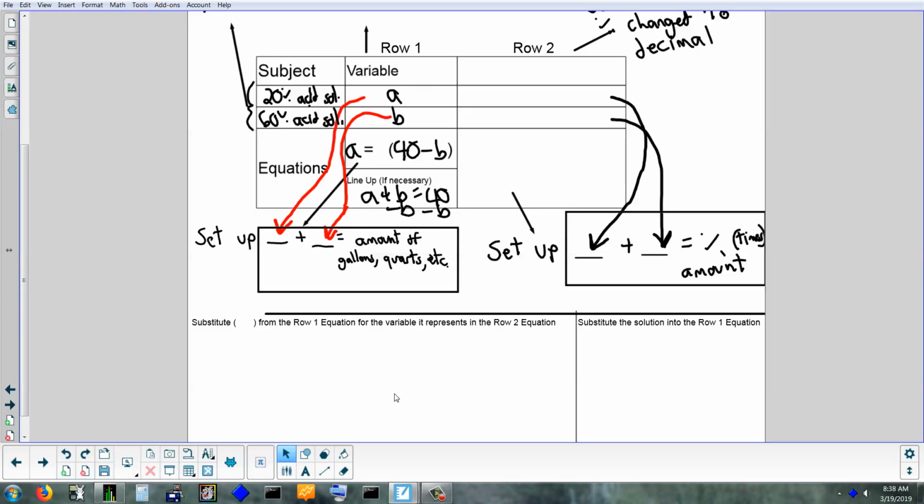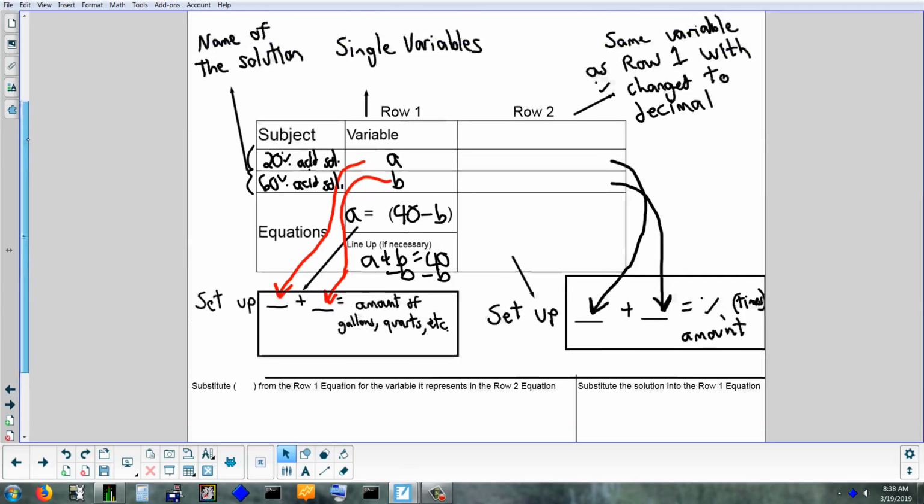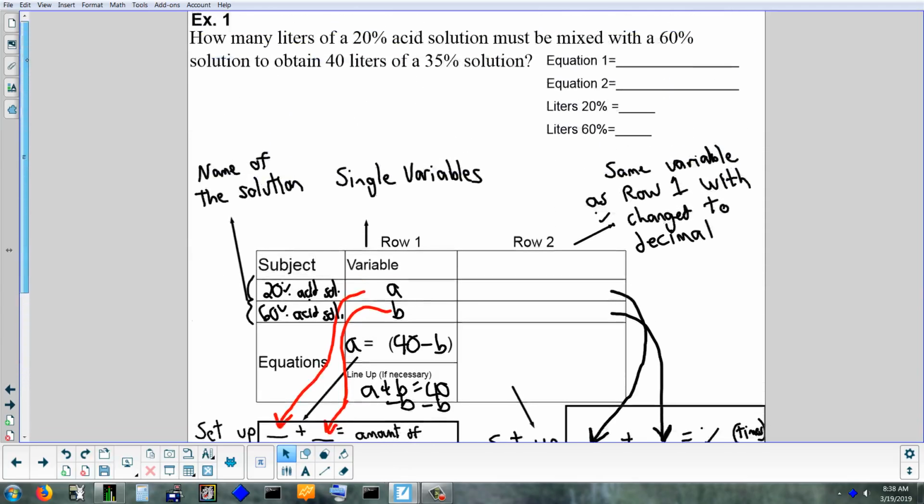So my first equation is all set. Let's scroll back up. What's my variable going to be for my row 2 equation? What's the variable going to be for my row 2 equation? I'm going to attach the percent change to a decimal to the same variable from row 1.